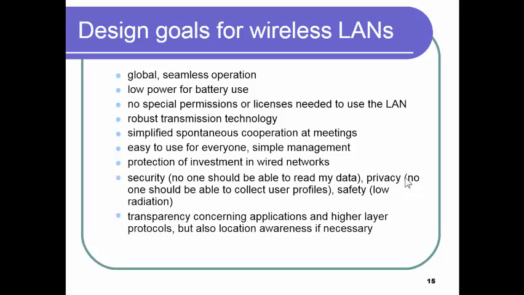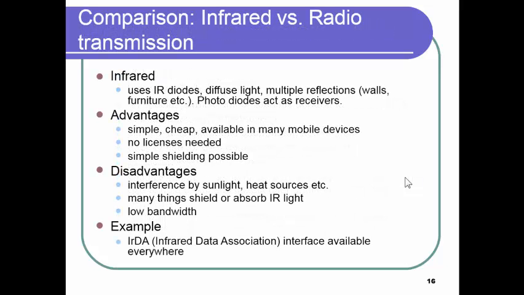Then transparency concerning applications and higher layer protocols, but also location awareness if necessary. So the designed wireless LAN or the protocols available with the Wi-Fi network should work with the existing TCP and OSI layered based protocols. Okay, so at that time the data or the packets or information available with the wireless LAN should work properly with the existing, usually TCP/IP based, network.